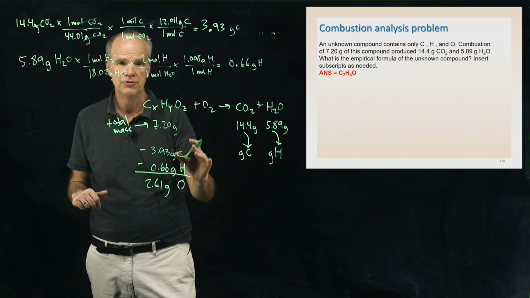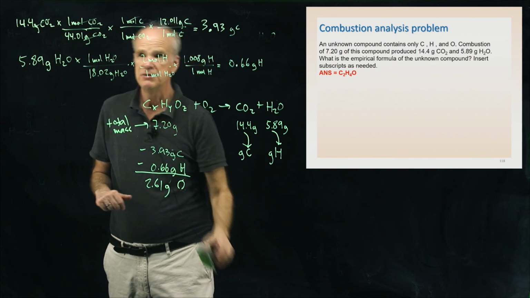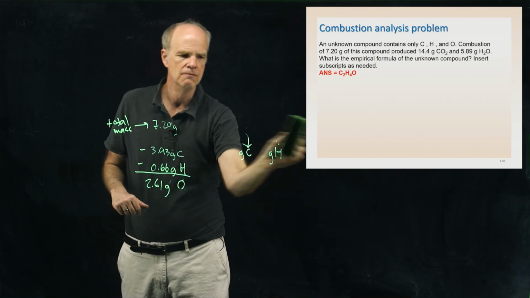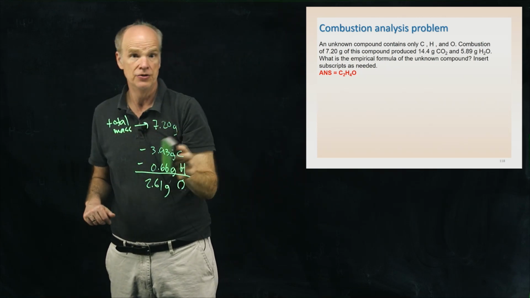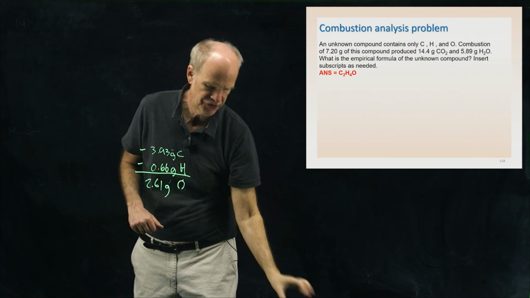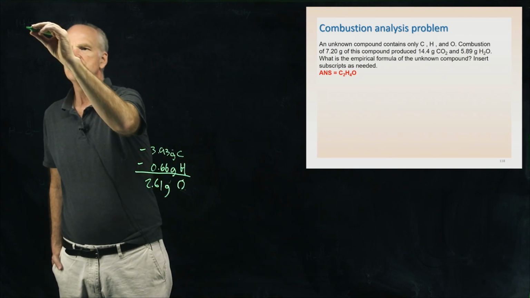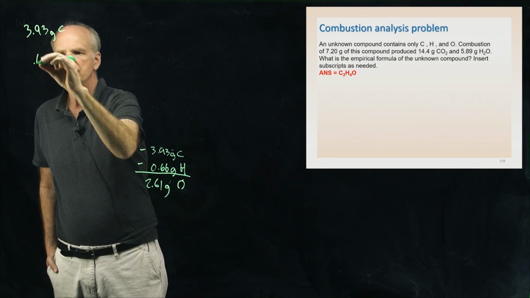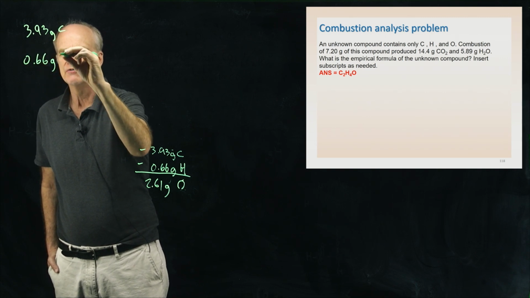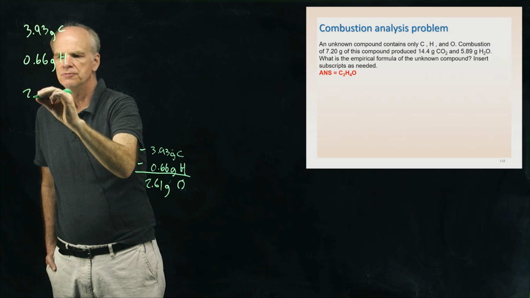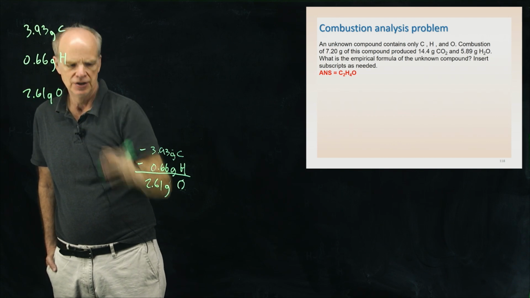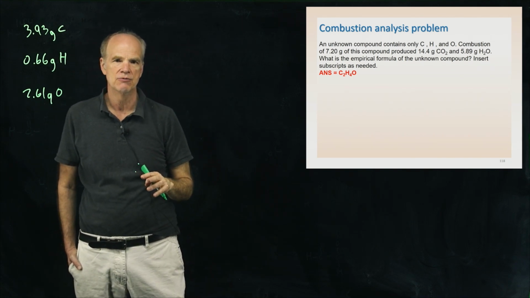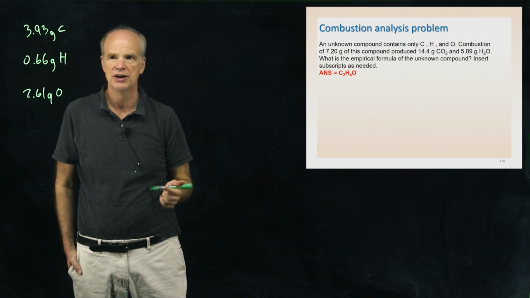Okay, so we are now ready to figure out what the empirical formula for this compound is, because we know the masses of the 3 elements in it. So let me write this information up here. We don't need the total mass anymore. Again, we just have the masses of the 3 elements. So we have 3.93 grams of carbon. We have 0.66 grams of hydrogen. And we have 2.61 grams of oxygen. So at this point, all you need to do is just do the regular steps to figure out what the empirical formula of this compound is. So I'm going to go ahead and do that.